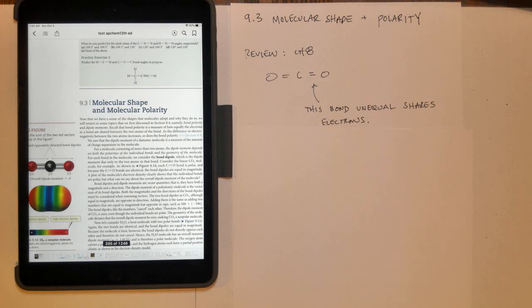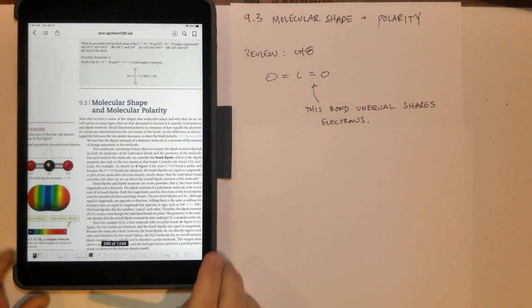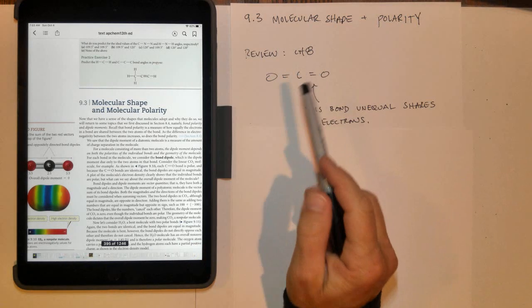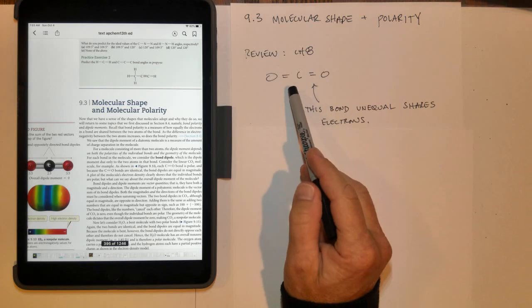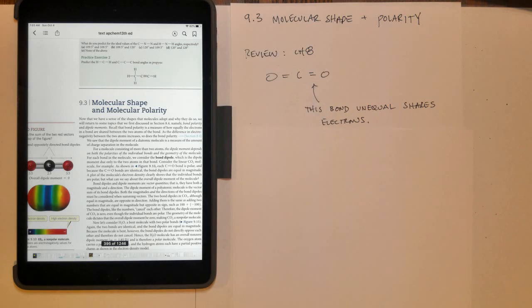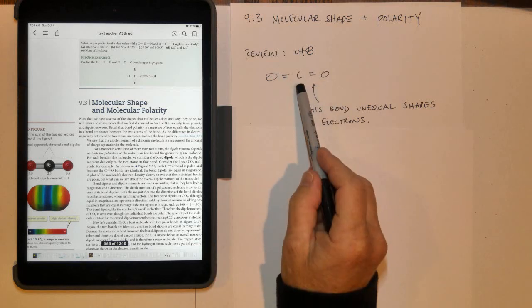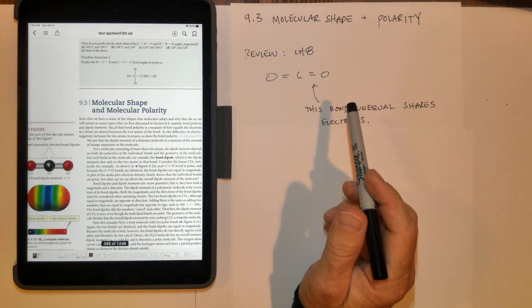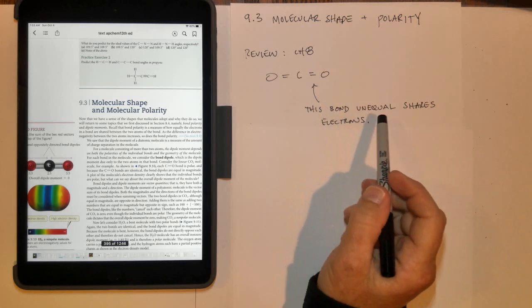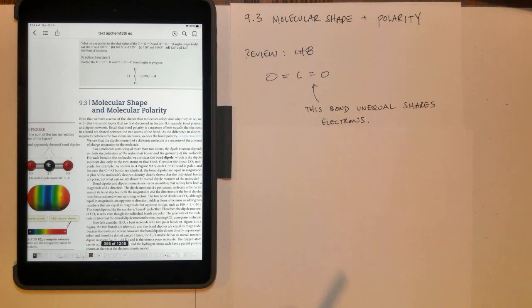So this is section 9.3, molecular shape and polarity. Let's review just a little bit from chapter 8. Here's somewhat of a Lewis electron dot structure of carbon dioxide. And we learned in chapter 8 that when two atoms of differing electronegativity combine, the bond unequally shares electrons. This is because there's a difference in electronegativity.